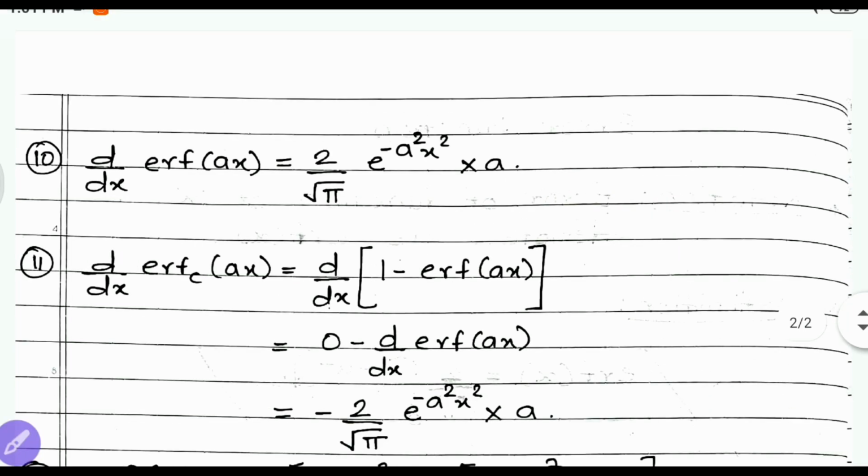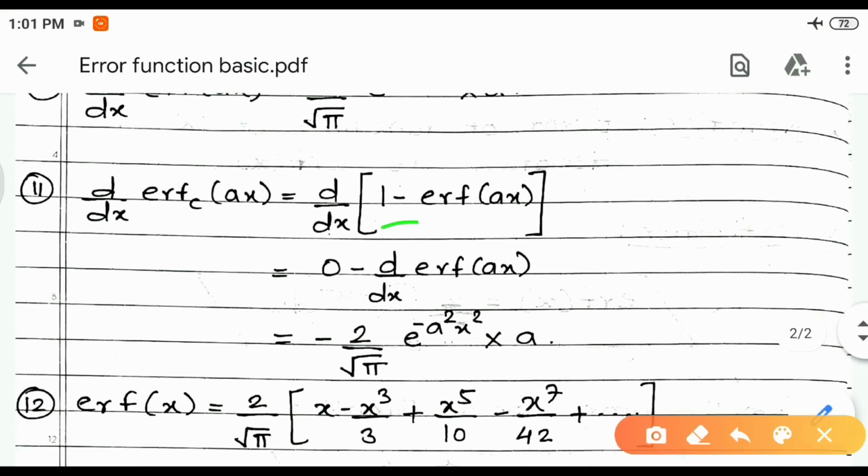Right? Now if you want to find the derivative of complementary error function of ax, how will it be? It will be the derivative of 1 minus error function of ax, by the property. Then the derivative of 1 will be 0, and this is minus the derivative of error function of ax. We have already seen how to remember it: 2 upon root pi e to the power square of this thing into the derivative of it. So it will be minus 2 upon root pi e to the power minus a square x square into a, right?